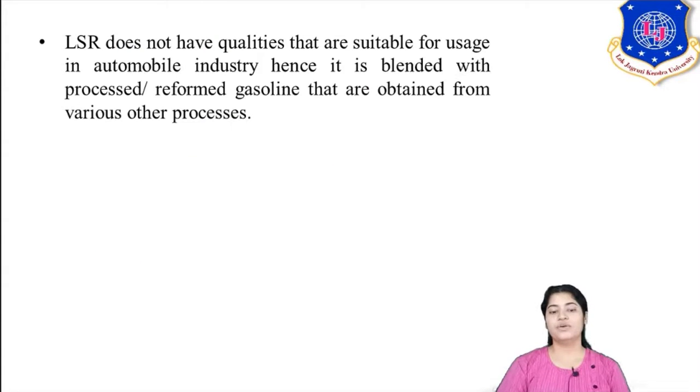So now, why can't we directly use the light straight run naphtha as an automobile fuel? Because its properties are that way. This type of fuel does not have qualities that are suitable for automobile fuel. Because of that, it is blended with other kinds of gasolines.